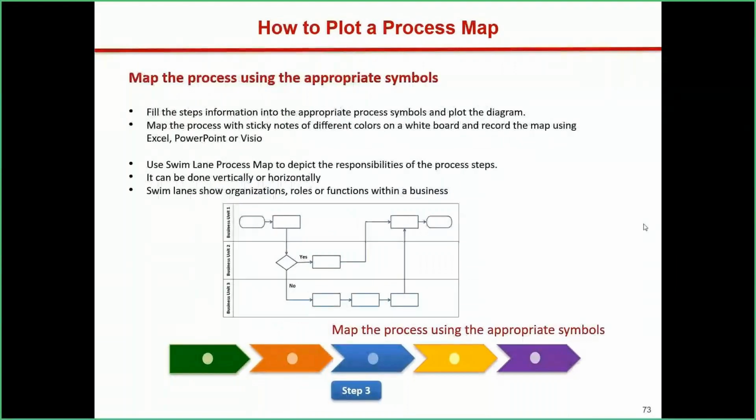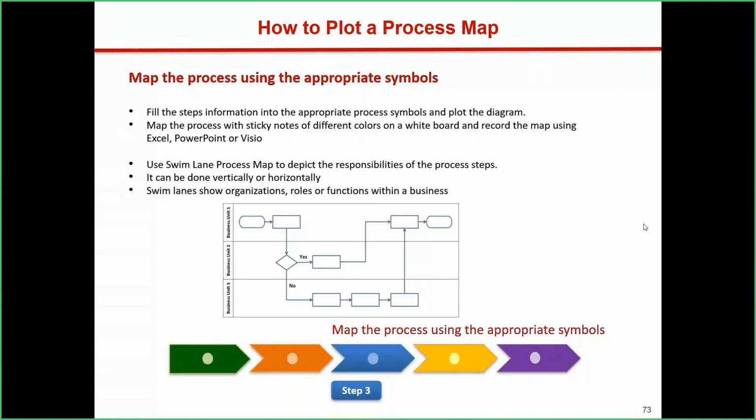Third step, fill the step information into appropriate process symbols and plot the diagram. Map the process with sticky notes of different colors on a whiteboard and record the map using Excel, PowerPoint, or Visio. So in real life, you always first define the start and end point. Try to make a note of all the process steps on a piece of paper or on a whiteboard, or the best way is to write down each process step on a sticky note and then paste it on a whiteboard so that you can actually depict it as a process flow.